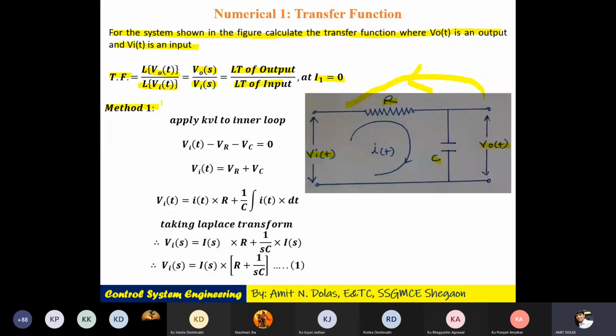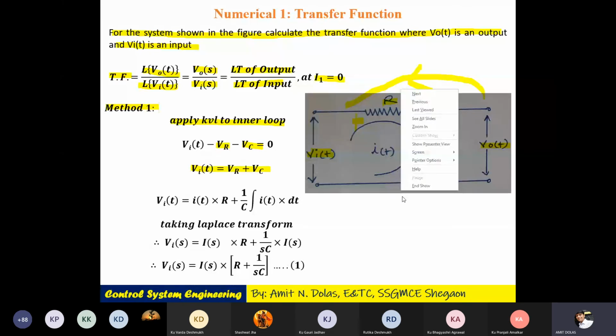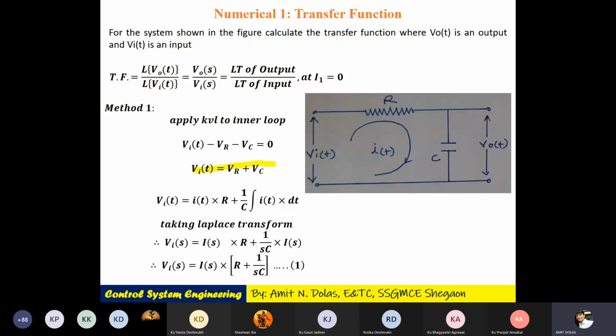In one we will write the equation and convert afterwards; in the other we can work directly in the Laplace form. Applying KVL to the loop, there is only one loop here. So we can write Vi of t minus VR minus VC, where VR is the voltage across this resistance and VC is the voltage across the capacitor. The loop is complete. So Vi of t will be equal to VR plus VC, the sum of the resistor voltage and the capacitor voltage. So we got one equation.